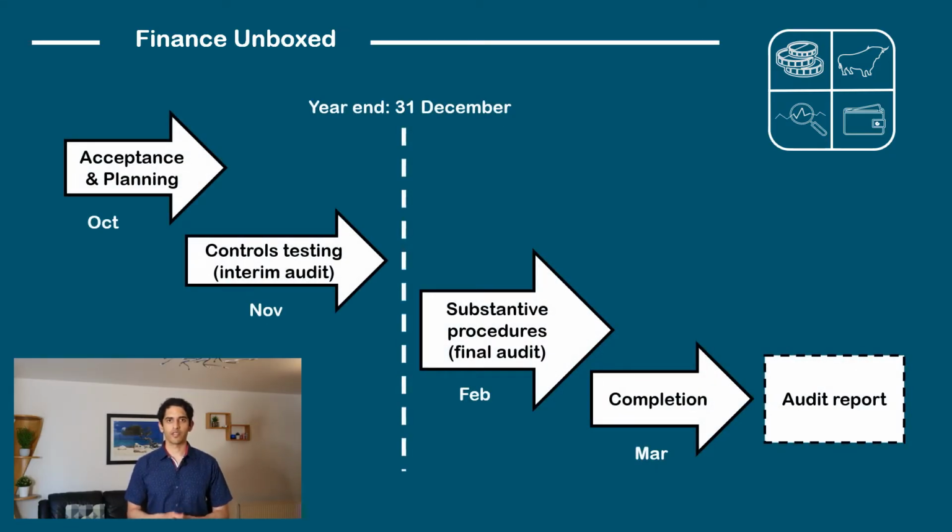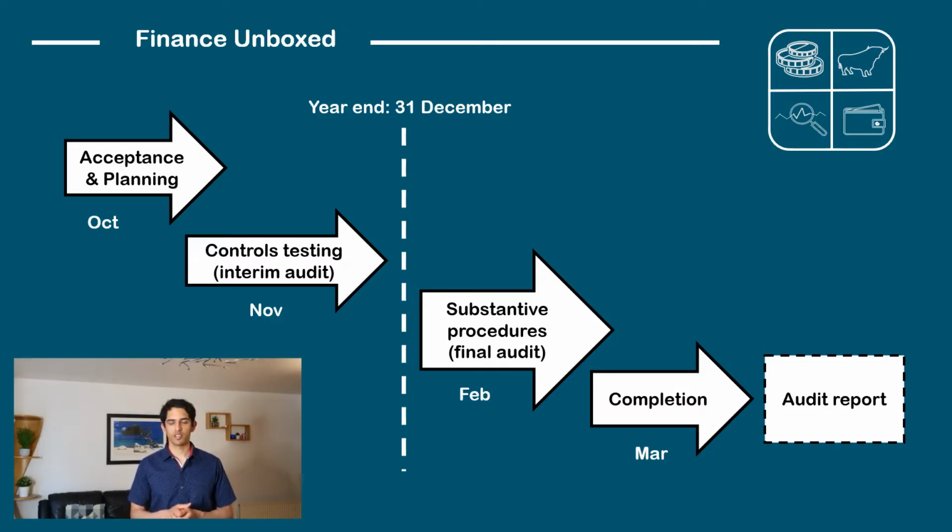The first thing to point out is that this is an example of a company whose year end is the 31st of December. You can see that the planning and the controls testing is done well before the financial year end, and the substantive testing is only started after the financial year end, because naturally the tests are done on the full year's financial statements, and so the auditor has to wait till the management prepare the financial statements.